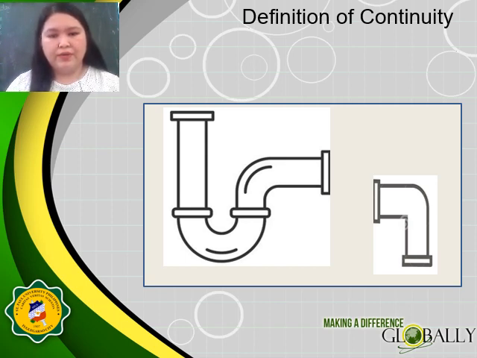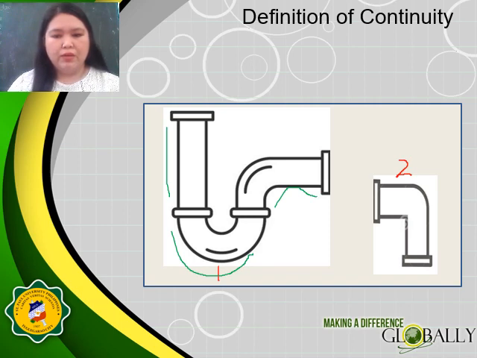So we have here on the screen an illustration of two water pipes. So we have here water pipe 1 and water pipe 2. Now look at water pipe 1. As you can see in the illustration, it is composed of three parts joined together. So we have this part, and then the second part, and then the third or the last part. And then these parts are joined together so that if we will let water run through this pipe, pipe 1, we can see that water will run through continuously from the first part of the water pipe 1 down to its third part.